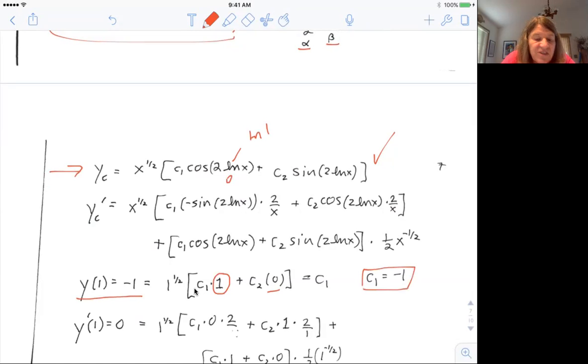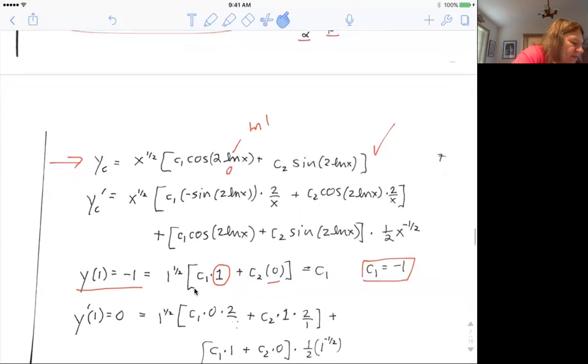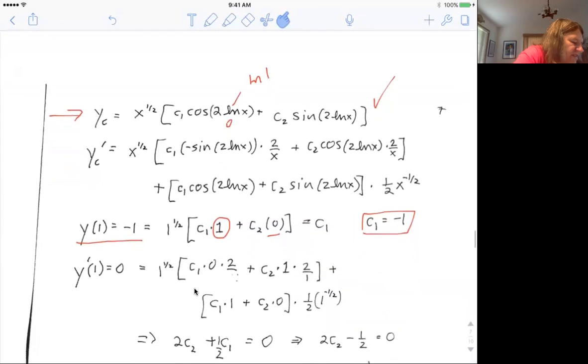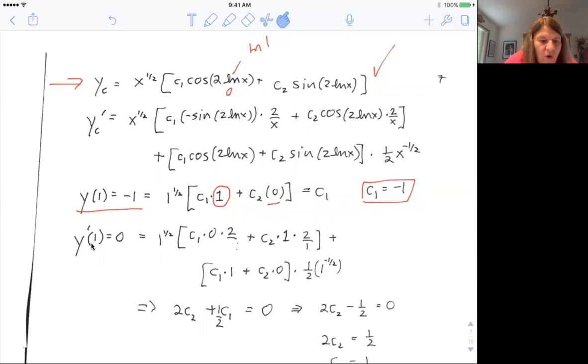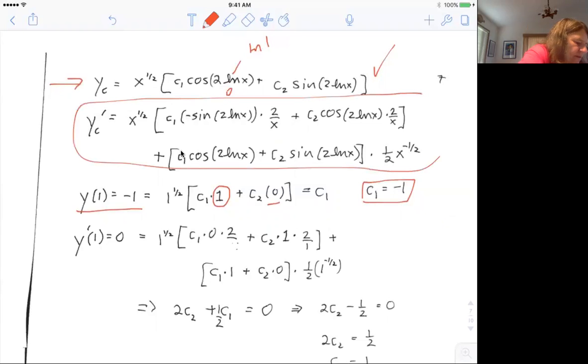Okay, so the second thing I'm going to do is use my second condition. My second condition says that I'm going to plug y of 1 into the derivative, and it should be 0. So when I plug it into the derivative, I get 1 to the 1/2. Now here's what I'm plugging it into right now, guys. There's the derivative right there. Okay, I'm plugging in 1 all the way across that thing.